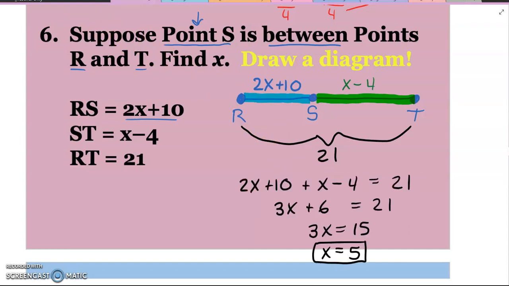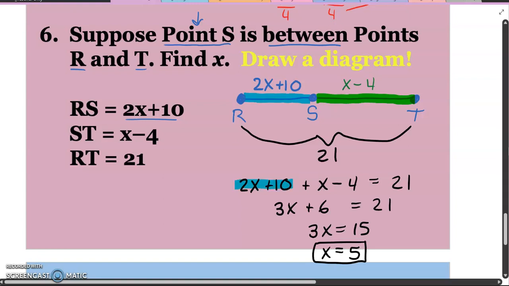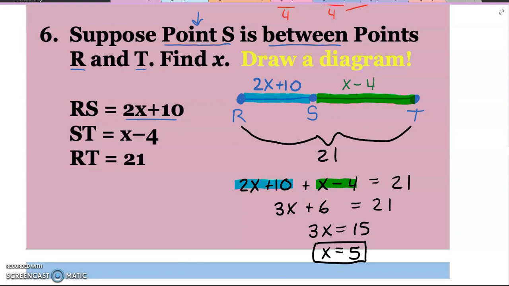Here is our solution. So once again, part plus part equals whole. We're going to take the blue part and the green part and add them together, and it's going to equal the whole here, which is 21. Combine like terms and solve. In this case, we get x equals 5. Of course, as an additional question, I may ask you to plug into RS or into ST, and obviously we could get those answers if we wanted to.